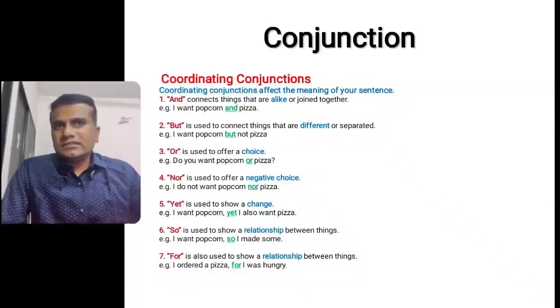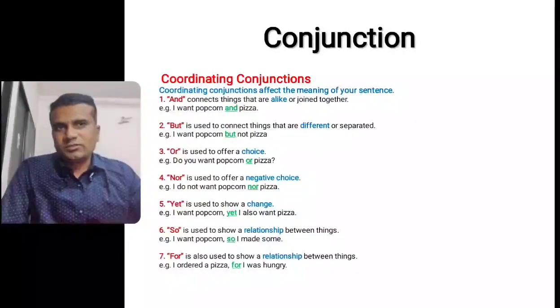See, coordinating conjunctions affect the meaning of your sentence. We will see how it affects the meaning of a sentence. First coordinating conjunction is "and." It connects things that are alike or joined together. For example, I want popcorn and pizza. Here, two things are connected or joined together, and both are alike, that is popcorn and pizza.